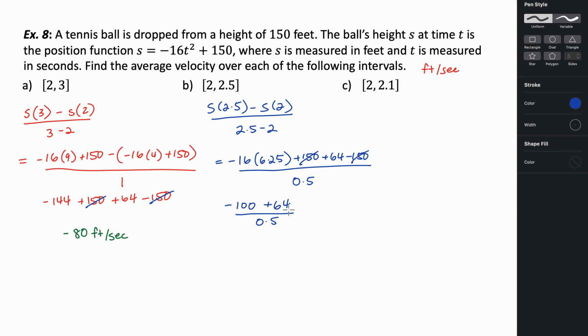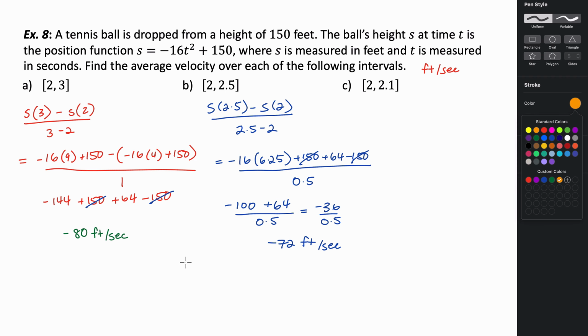Negative 100 plus 64, that's negative 36. Negative 36 divided by 1/2 is going to be negative 72 feet per second. It's really important that you include the units because we want to know what we're talking about when we do these problems. And then the last one, we're going to evaluate the same way.